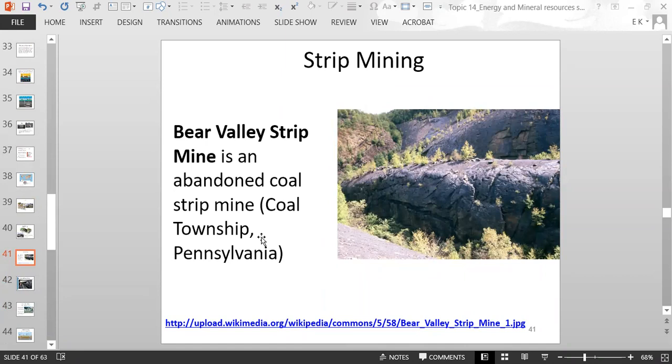This is an old abandoned strip mine called Bear Valley Strip Mine. This is in Coal Township in Pennsylvania. So they cut down all of the rocks above, removed the coal, and you're left with this rock that used to have layers on top. And this is kind of like a cliff now. It goes all the way down.